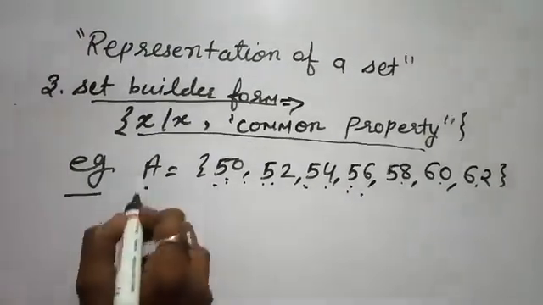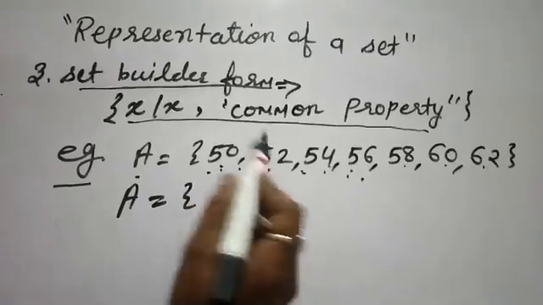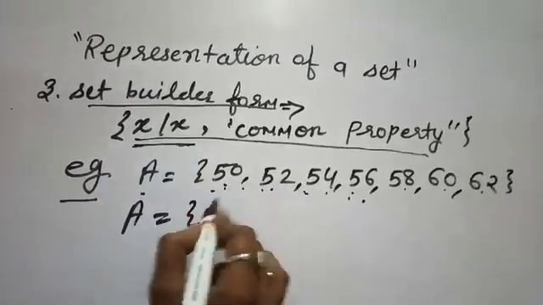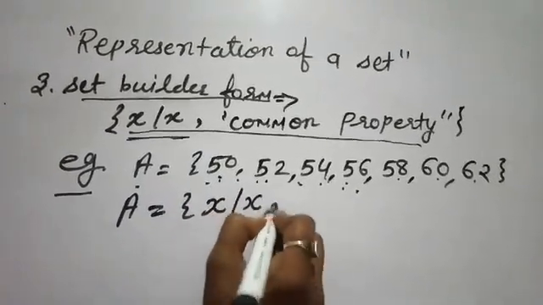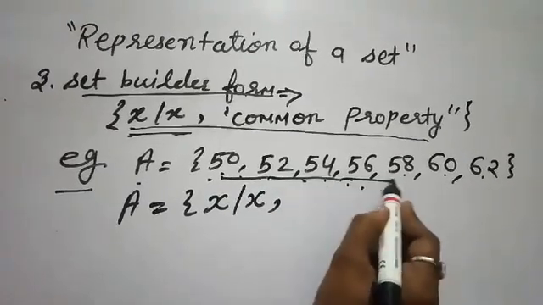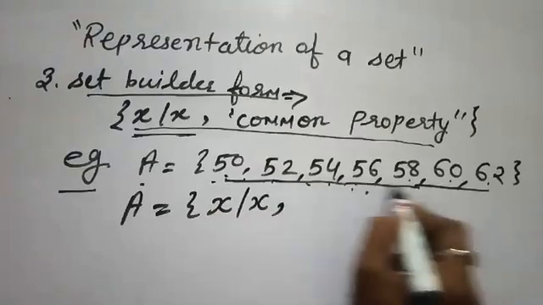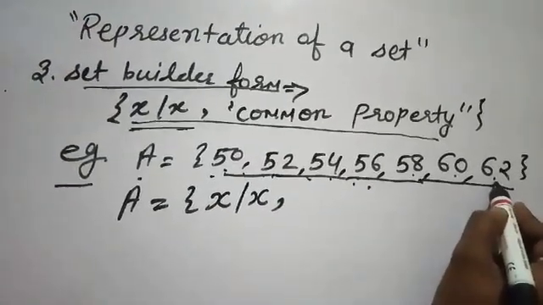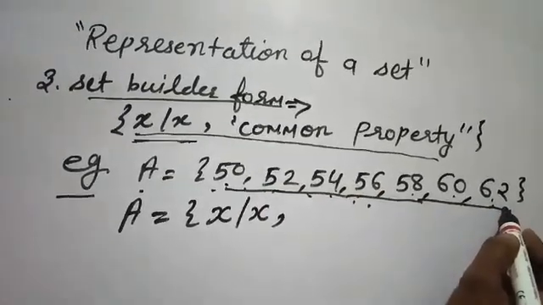So in the set builder form, how can we write it down? We will write it here. The first thing is the variable x. So we write x such that x. Now identify the common quality of these elements. When we see, all these elements are even numbers. Why are all these elements even numbers? Because all the numbers are divisible by 2.